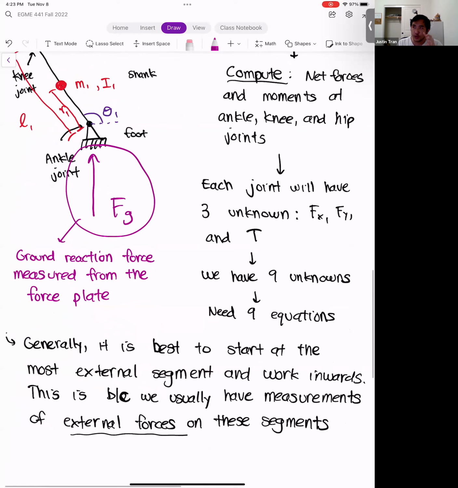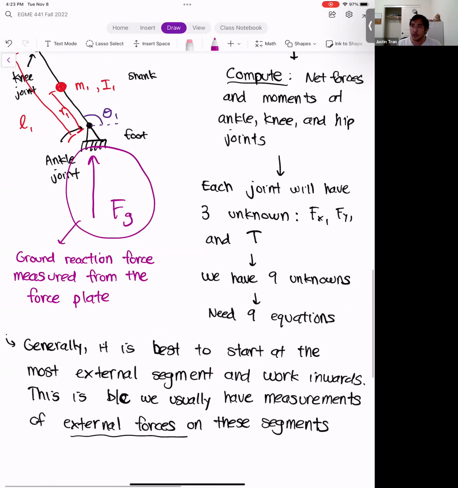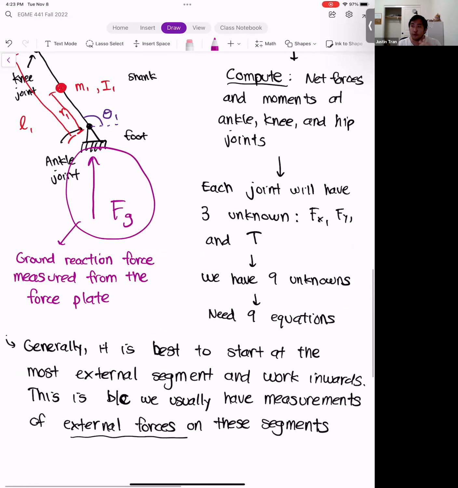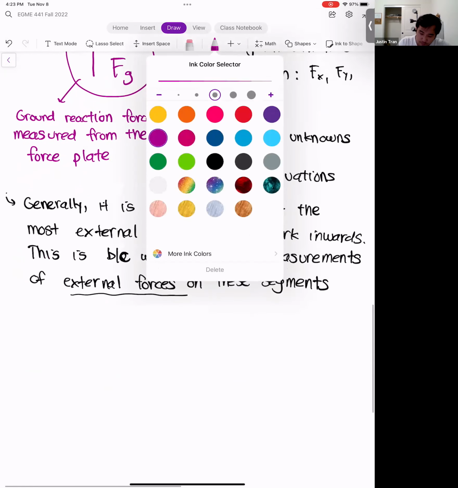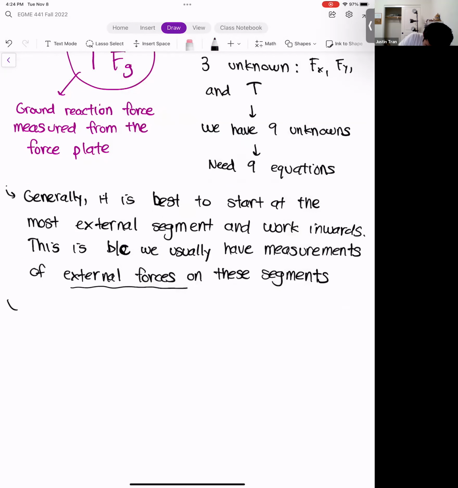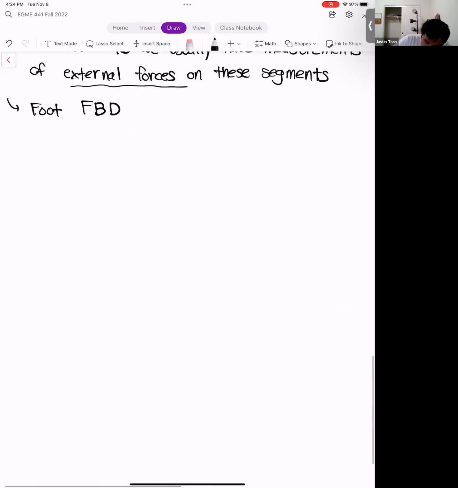But for now, we're going to assume that we know that ground reaction force, and so we're going to start our analysis with the foot. All right, so let's start by drawing a free body diagram for the foot. All right, and so the foot is something like this. We're going to assume that the ground reaction force is being applied at the toe.